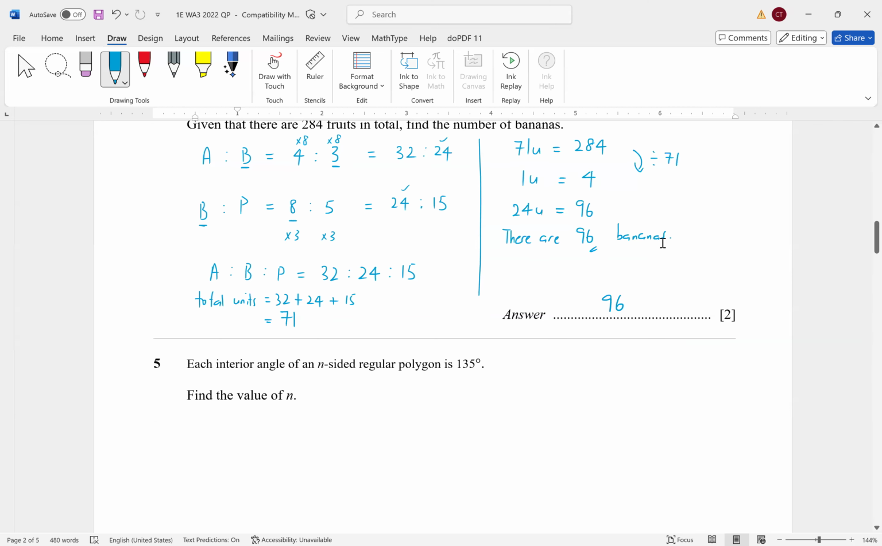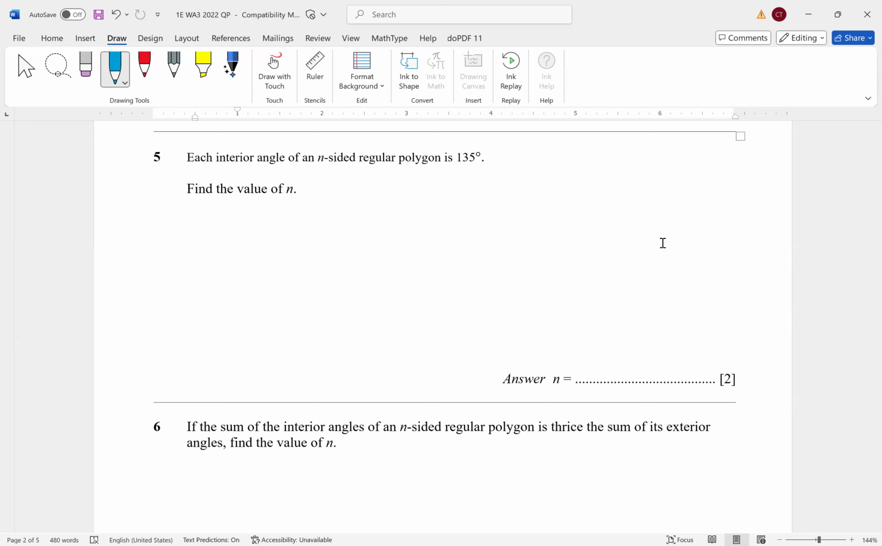Okay, let's move on to question 5. Right, so question 5 is a question regarding polygons. So when it comes to polygons, you will need to remember two important things. The first important thing is the formula for the sum of interior angles, which will be n minus 2 times 180, whereby n is the number of sides in the polygon. Polygon is any shape that has 3 or more straight sides.